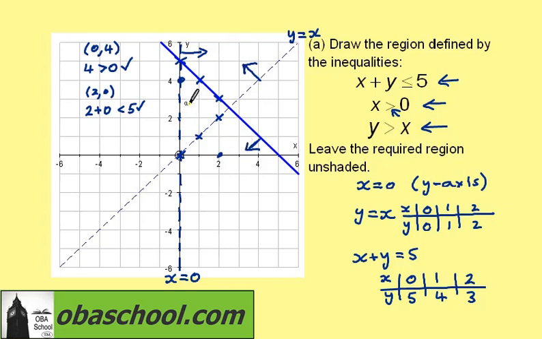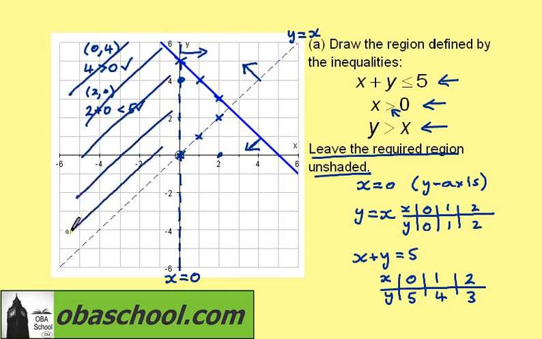Looking at all 3 inequalities identifies the triangle. We want to leave the required region unshaded, so we're going to shade out everything else but the identified triangle.